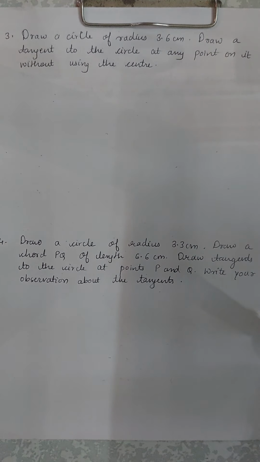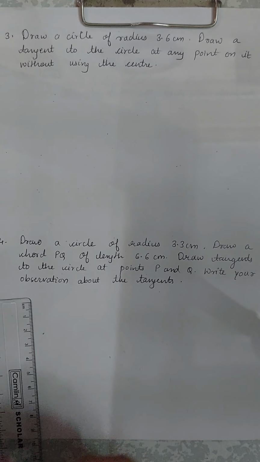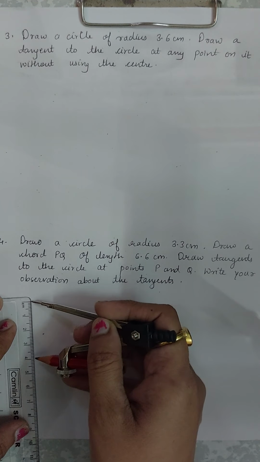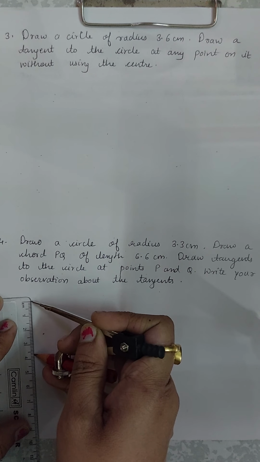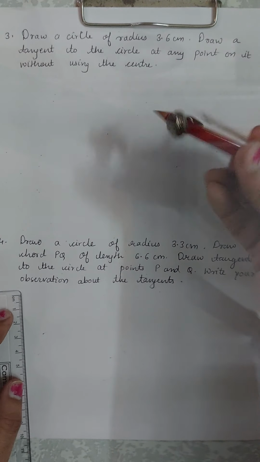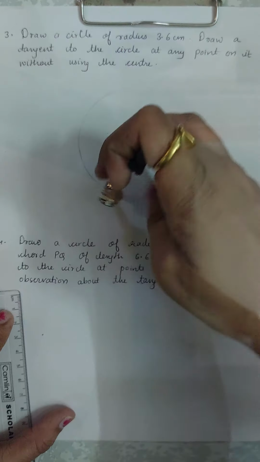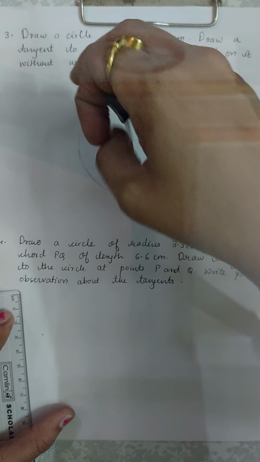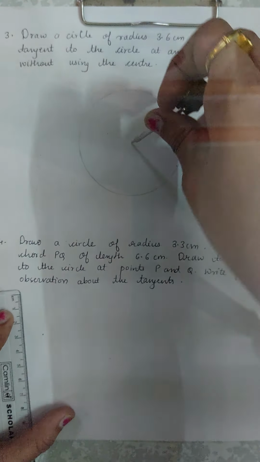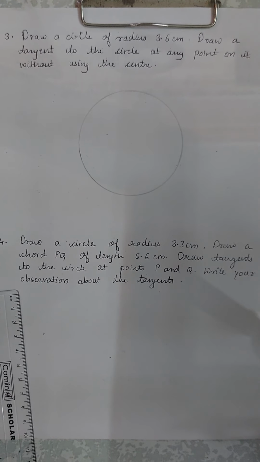Okay, so what we do here, first we draw a circle. That is very easy to do. So even in a sum, if you don't know how to solve it, at least you can draw a circle and you can take the marks for drawing the circle at least. So always go step by step. Firstly, draw the circle of radius 3.6 centimeter. So suppose if this is the circle of radius 3.6 centimeter. This method is only used when we are asked to draw the tangent without using the center.